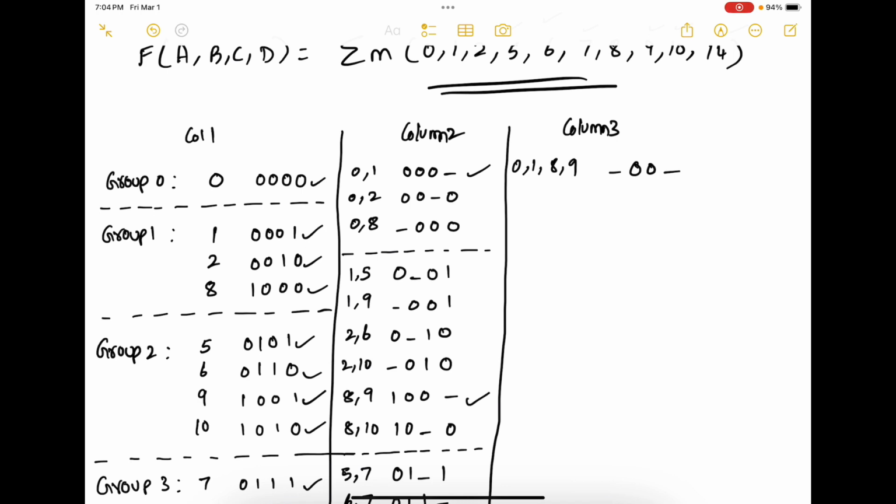We go for 0 2. Look for a dash, and you can see a dash in the same place with the pairing 8 10. And in fact, you can combine 0 2 with 8 10. So that would be dash 0 dash 0. So put a check.